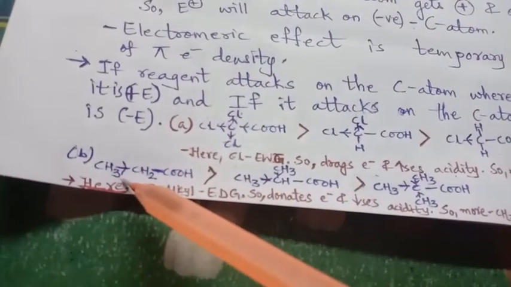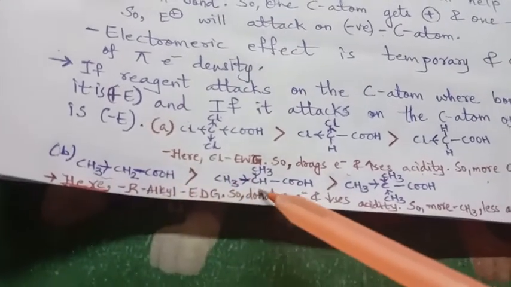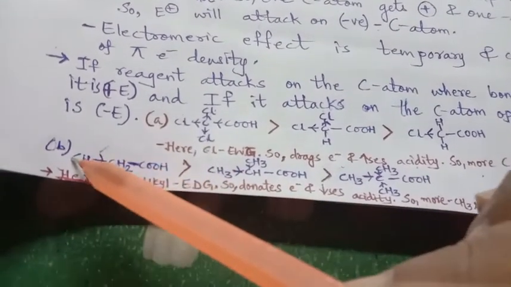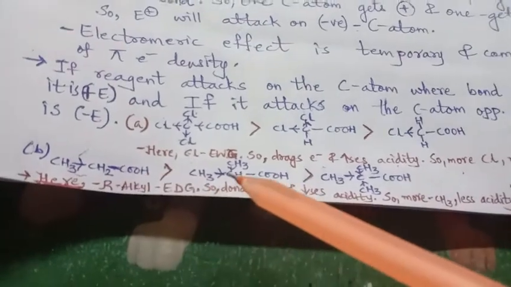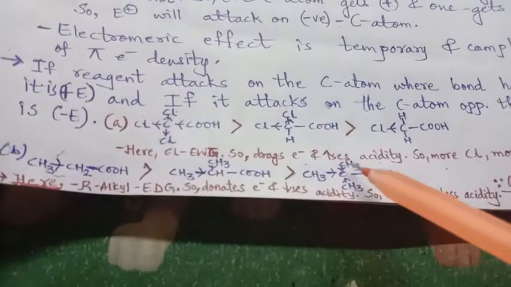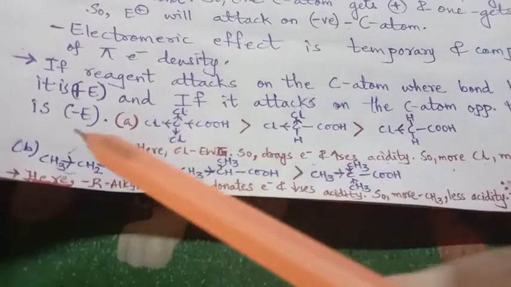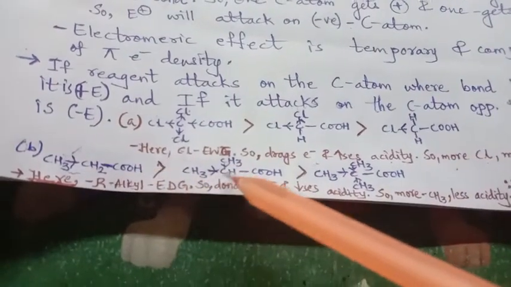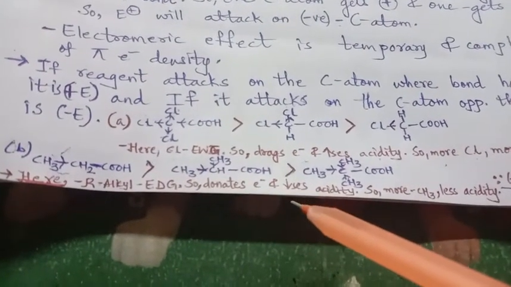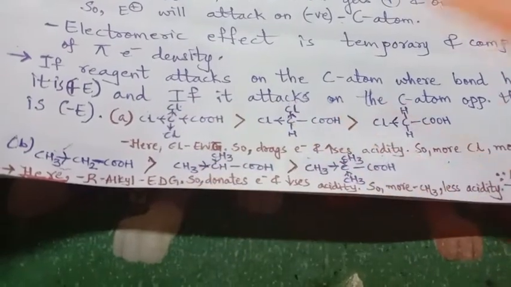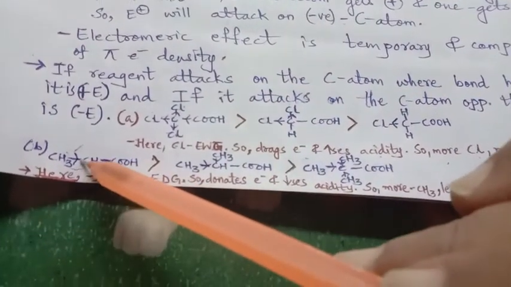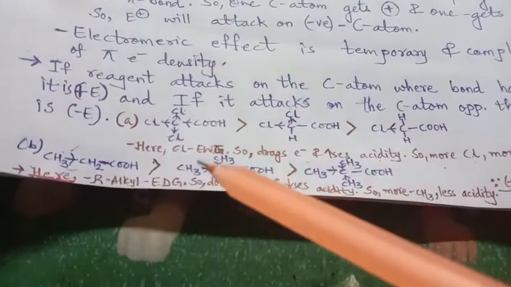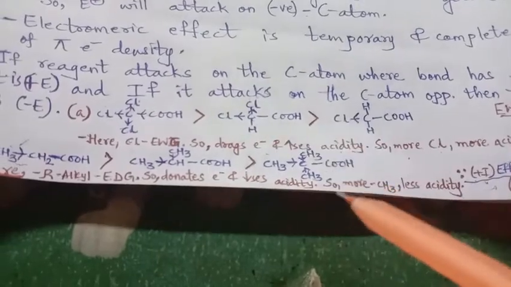Because you see here only methyl 1, right? Here 2 methyl, so it is donating, it is giving electron to the chain. Both are giving to the chain here, and here all 3 are giving. So what happens over here? As soon as they donate the electron, the acidity decreases, right? And so one methyl group is the most acidic, then the 2 methyl group, and then the 3 methyl group.